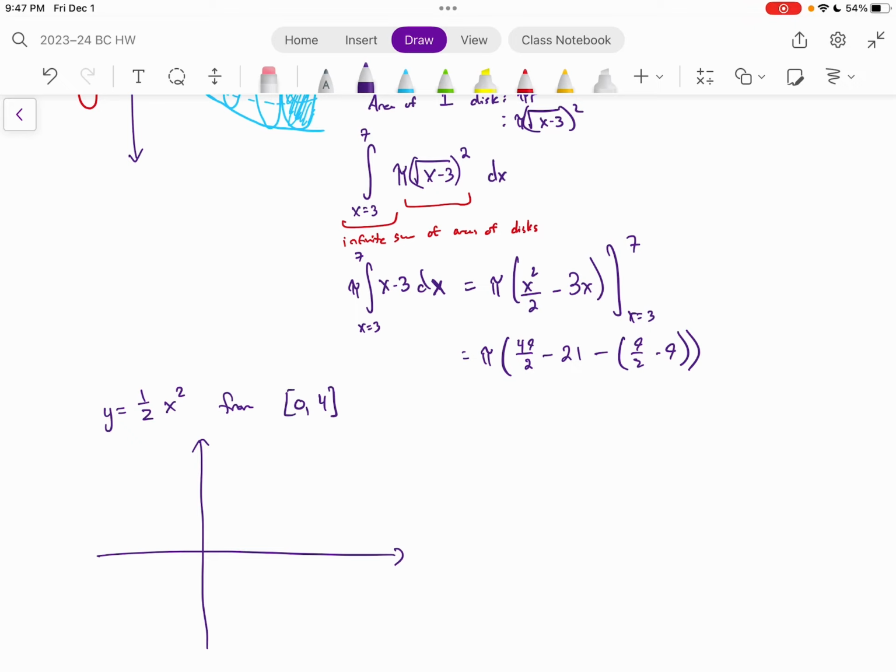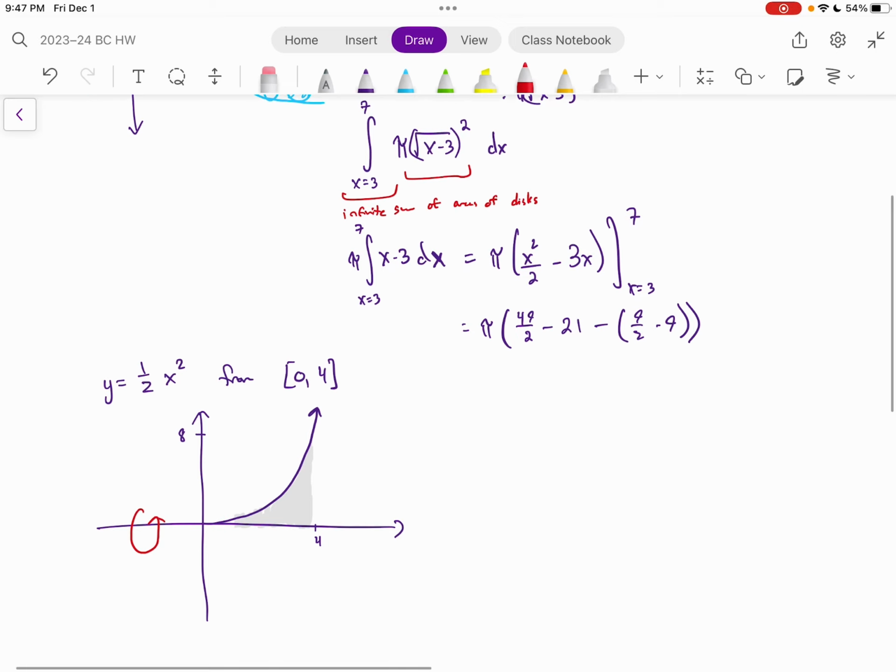It's going to look something like this. It's going to open kind of slowly. It doesn't really matter. Maybe here's 4 out here, and then this might be 8. And we're going to revolve this area around the x-axis. Take that area from 0 to 4, and go around the x-axis.